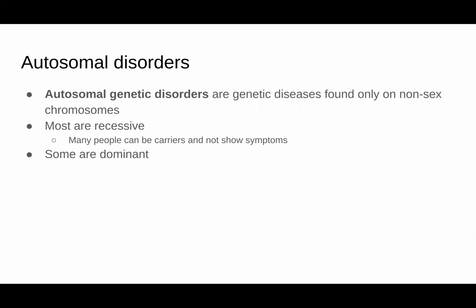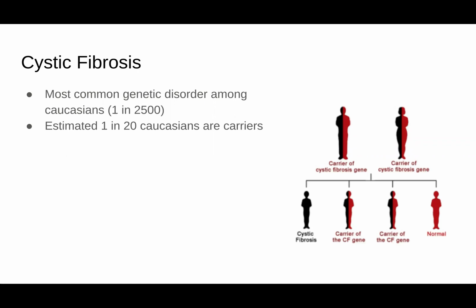Autosomal disorders are genetic diseases found only on your non-sex chromosomes. The vast majority of autosomal diseases out there are typically recessive, and so you could be a carrier for any number of autosomal genetic disorders but not show any symptoms. There are some out there that are dominant, and we're going to talk about cases of both. The first one we're going to talk about is cystic fibrosis. It's actually one of the most common genetic disorders among Caucasians.